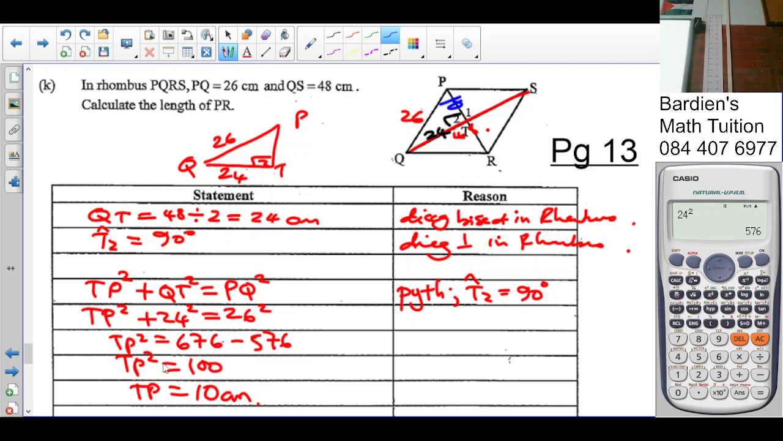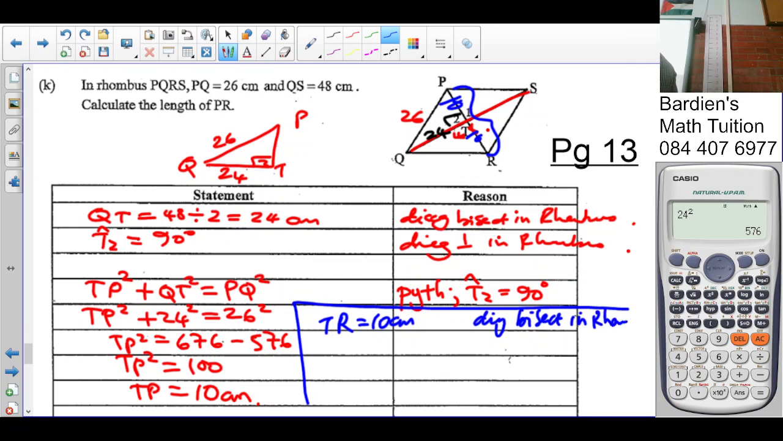But is the job done? No. They want PR. But I know that TR is also 10. Why is TR 10 centimeters? Because the diagonals bisect each other in a rhombus. So therefore, PR is going to give you 20 centimeters.